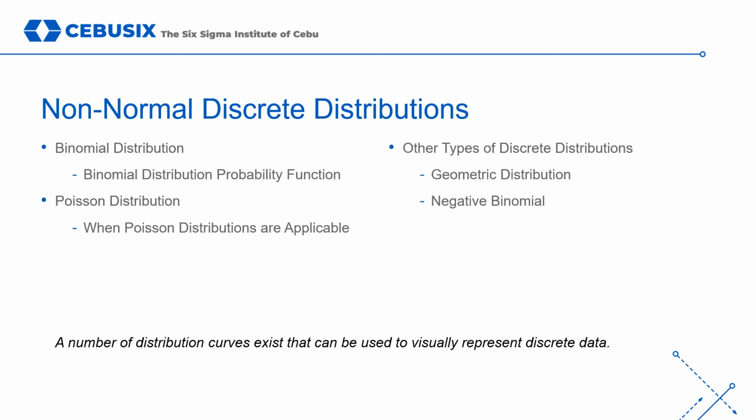A number of distribution curves exist that can be used to visually represent discrete data. In this section, we will discuss those distribution curves. Because discrete data is so hard to work with, statistically speaking, the number of distributions is in fact limited. So, we will talk about the binomial, Poisson, geometric, and negative binomial distributions, as well as when they are applicable to Six Sigma initiatives.